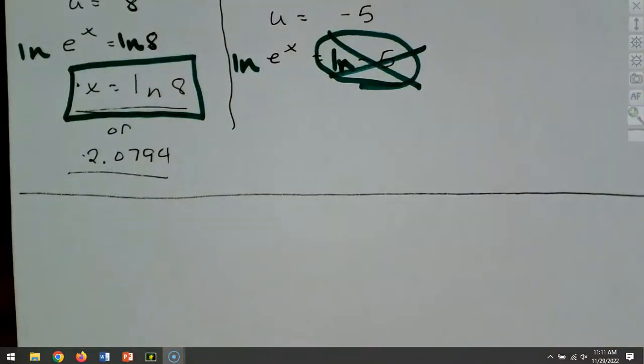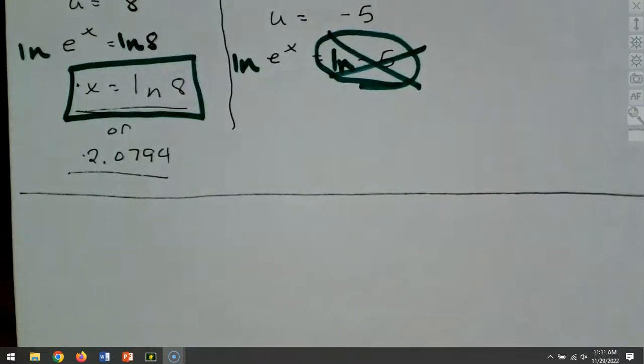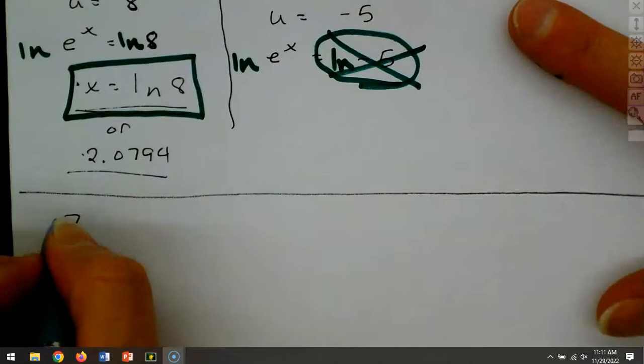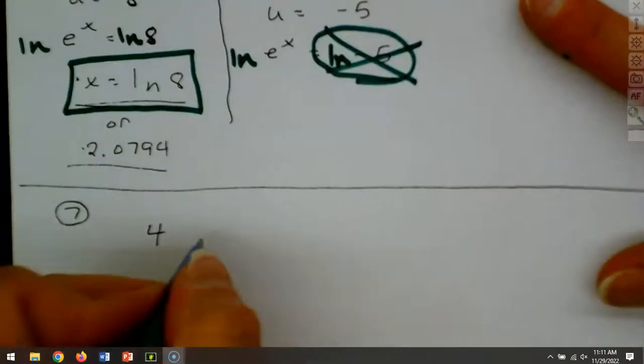Question 7 is next. And for question 7, we're going to have to use some different properties to work this one out. We're going to see what we've got here. We're going to figure out how we can approach this one.